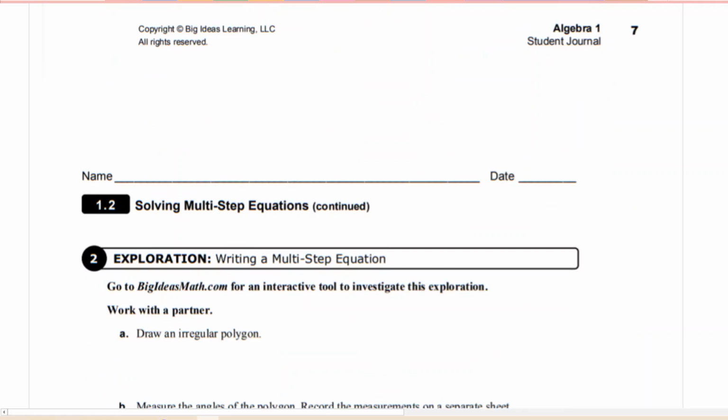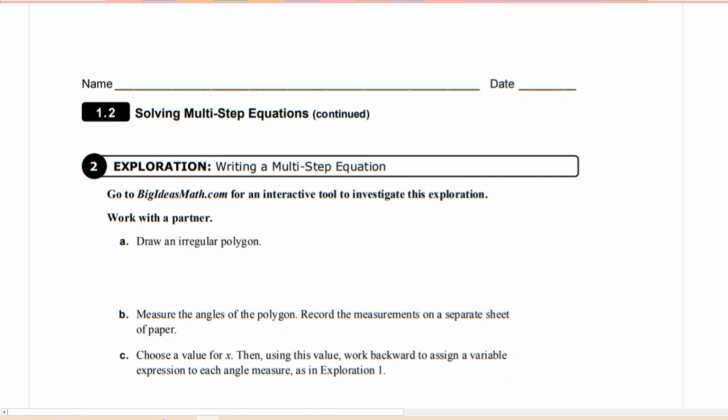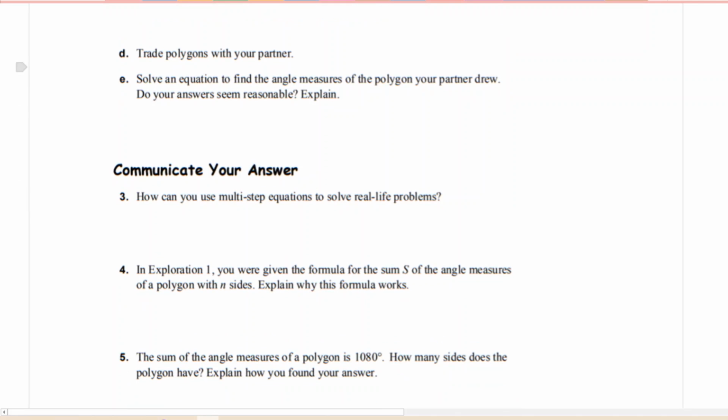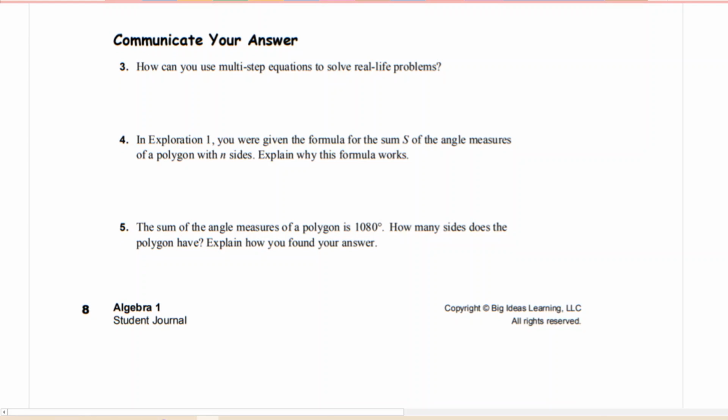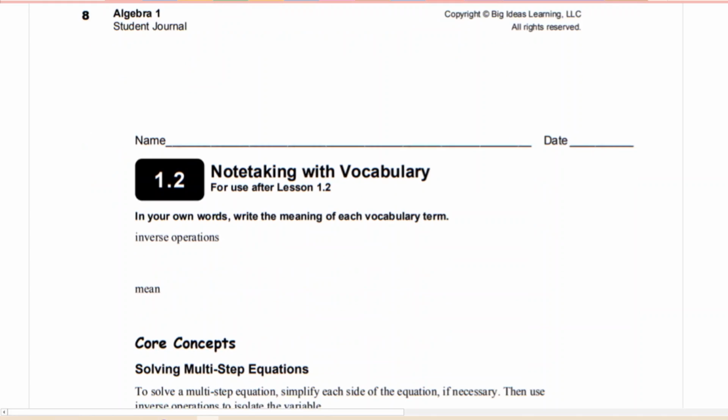This is how we're going to solve multi-step equations. Now this is drawing a multi-step equation. We can skip all of this over here. How can we use multi-step equations to solve real-life problems? Well, that's the whole point of algebra right there. So we're going to skip that.